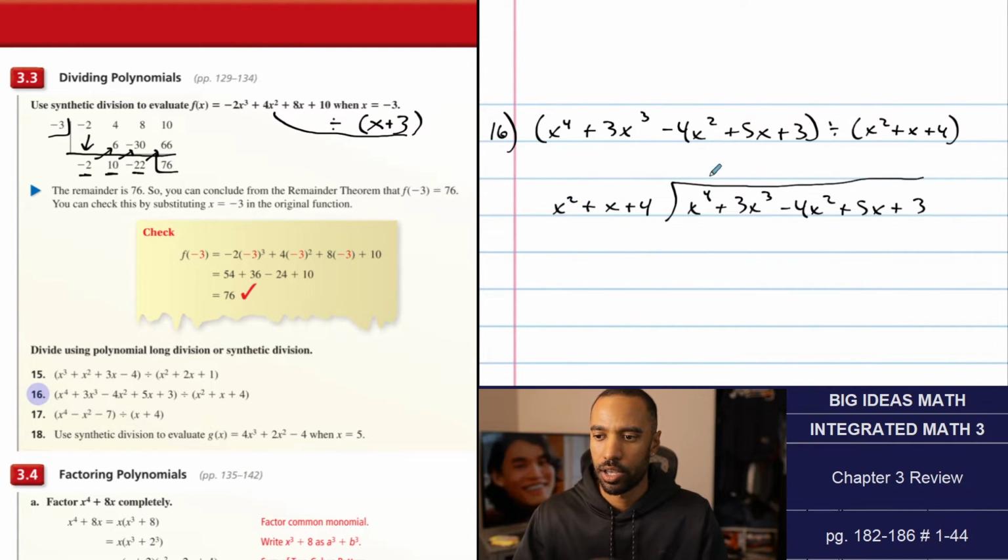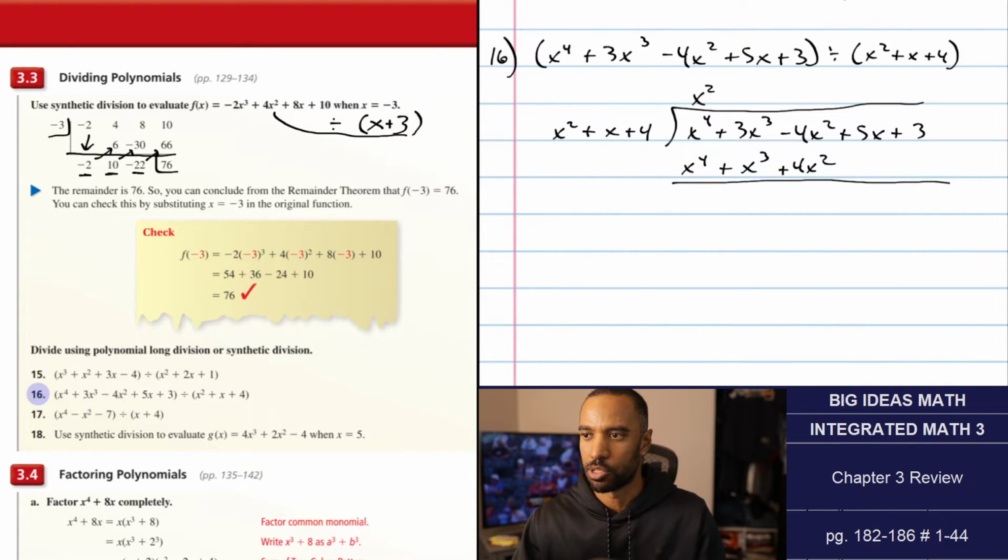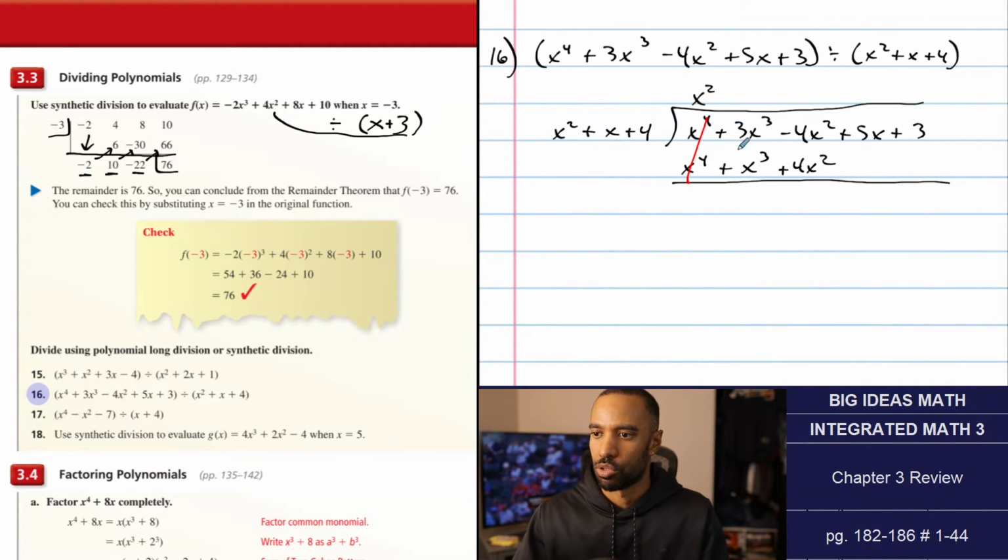X squared goes into x to the fourth, x squared times. Where you multiply those, we get x to the fourth. x times x squared is x cubed. 4 times x squared is 4x squared. Now we subtract results. Don't forget, it is subtraction of the results. So 3x cubed minus x cubed is 2x cubed. Negative 4x squared minus 4x squared is negative 8x squared.